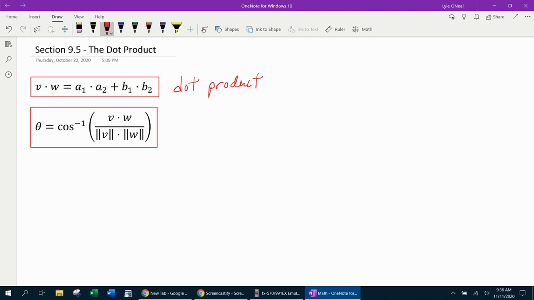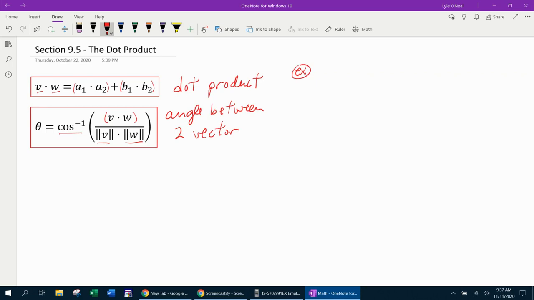The second formula is for finding the angle between two vectors. And I'd like to point out what this formula says. It says if you want to find theta, the angle between two vectors, you're going to need to take the inverse cosine of the dot product divided by the magnitudes multiplied.